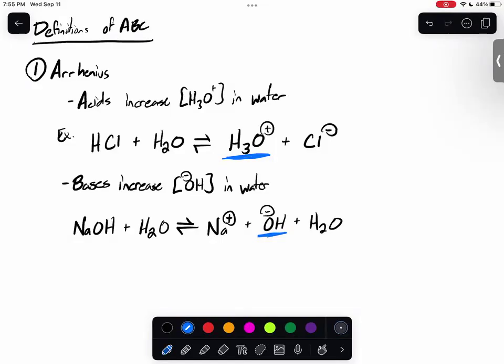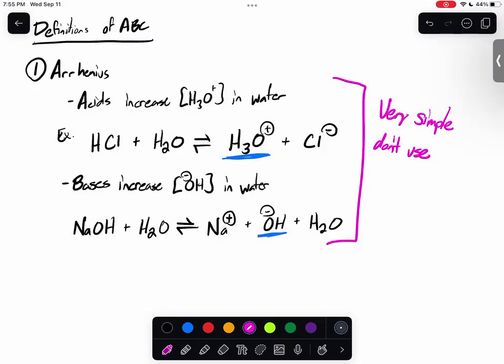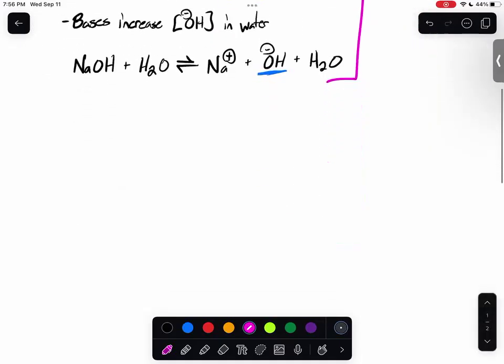So this is a very rudimentary way to think about acids and bases. It is an extremely simple way to think about acid-base chemistry, and thus we don't use it. It's just not useful because it's too rudimentary. So in reality, we are primarily going to be using the second and third definitions of acid-base chemistry, and the second one is our good friend Bronsted-Lowry.